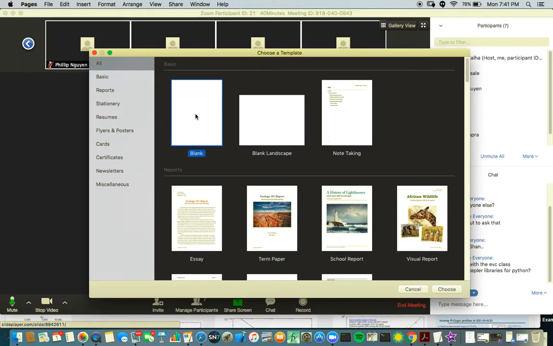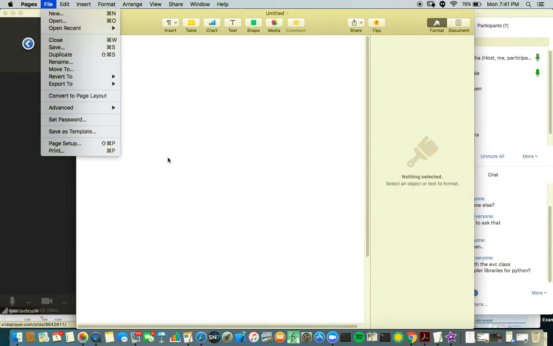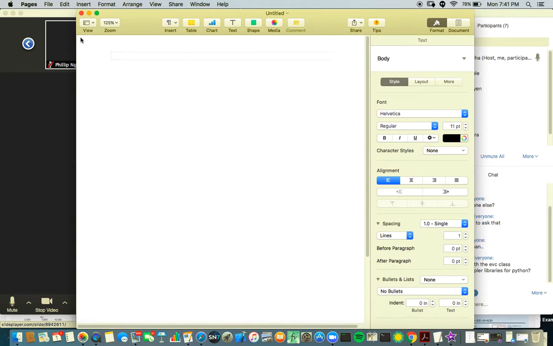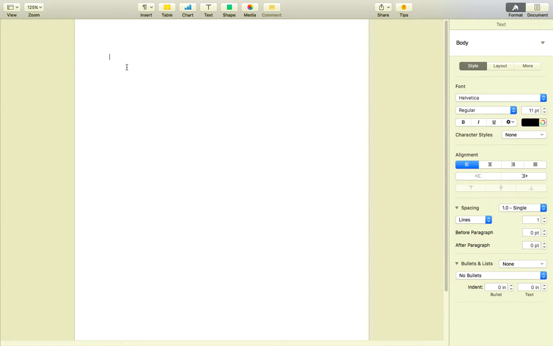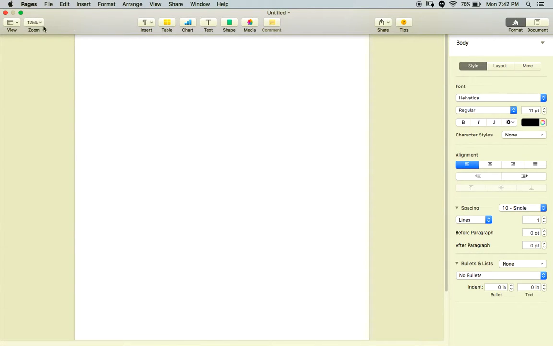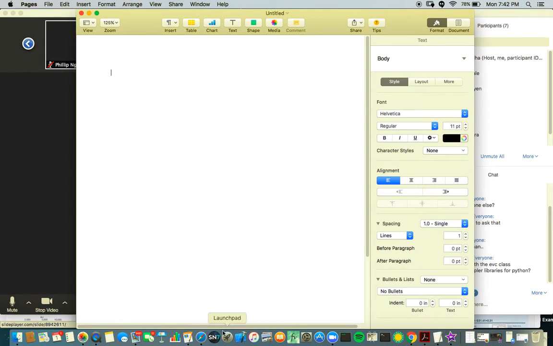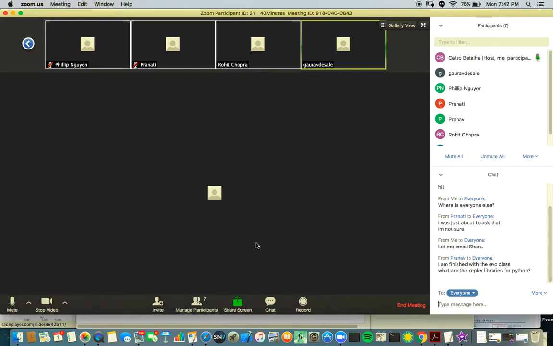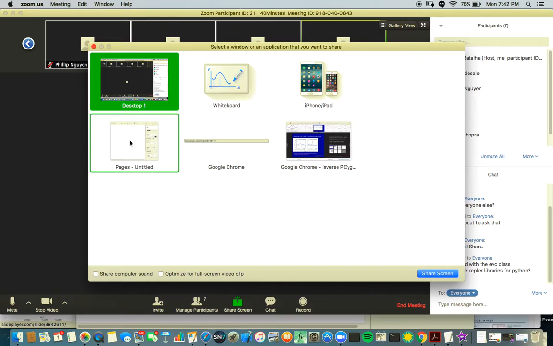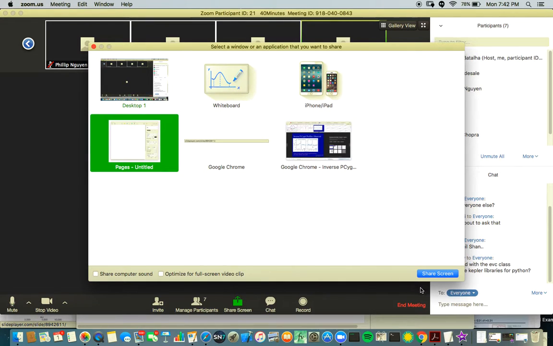So let me see if I can share this file here. See if you guys can see that. Where is my Zoom? Now I lost the Zoom. It's right here. Share the screen. Share.